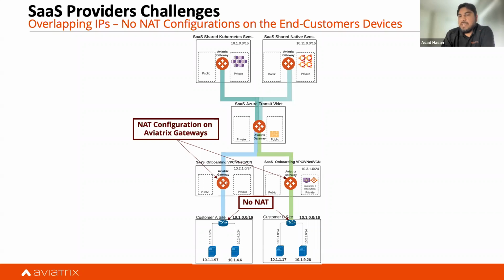In this case, we have Aviatrix gateways that can provide you the advanced NAT features like Many-to-One, SourceNAT, DestinationNAT, and other NAT scenarios that can solve your overlapping IP scenarios.